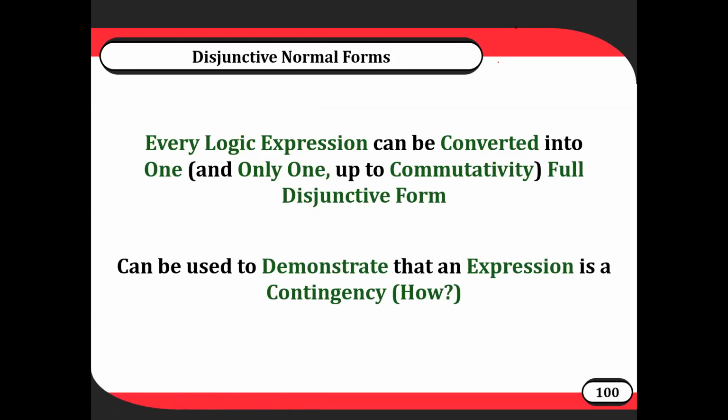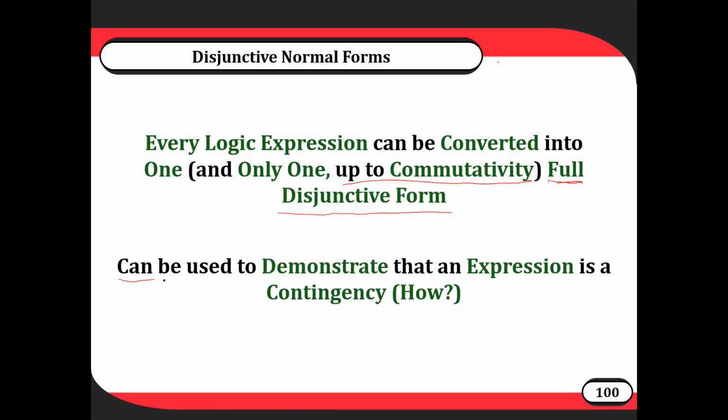All right, so every logical expression can be converted into one and only one up to commutativity. So we can change the order of our conjunctions, but we don't change the composition of them. So they're still composed of the same elements, but we could change the order around. That's fine. All right. So we have one way to express it in full disjunctive normal form, and that is you're going to have a conjunction for each of the rows of your truth table.